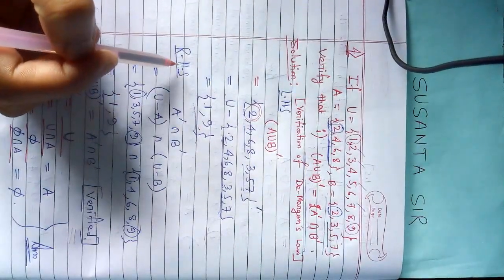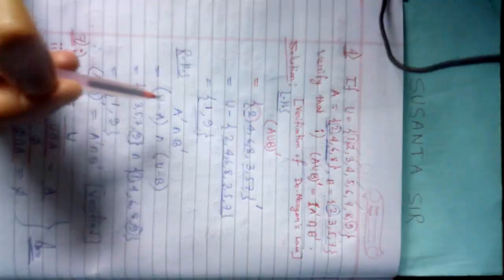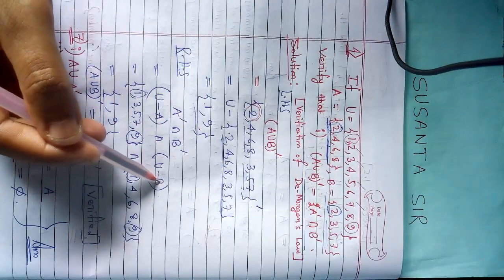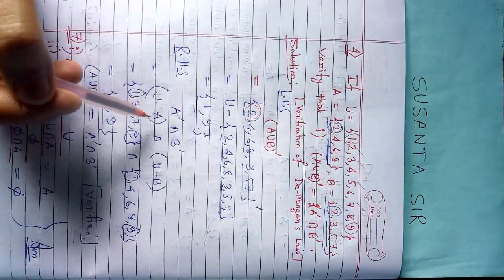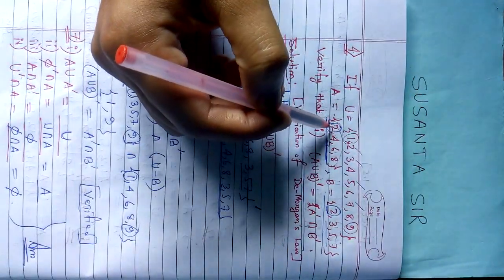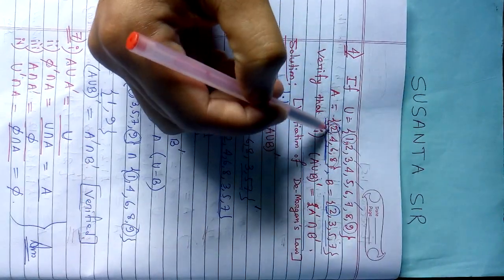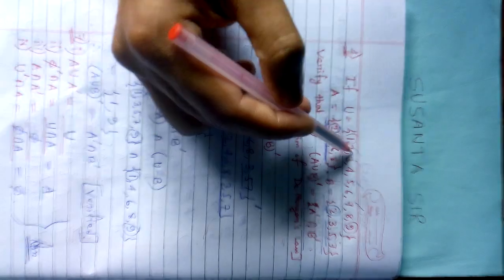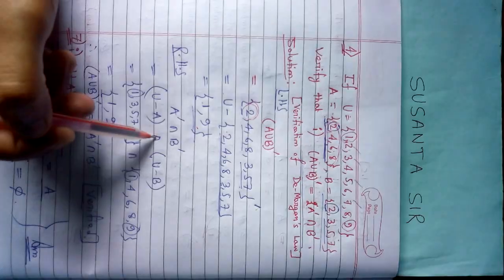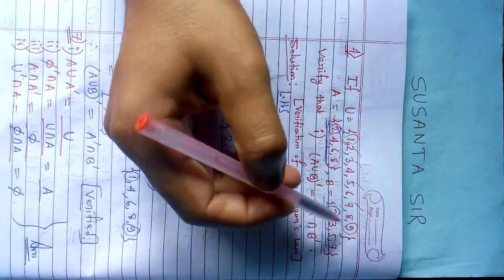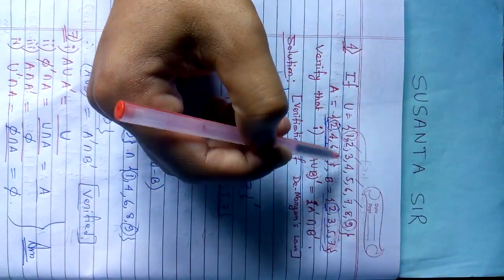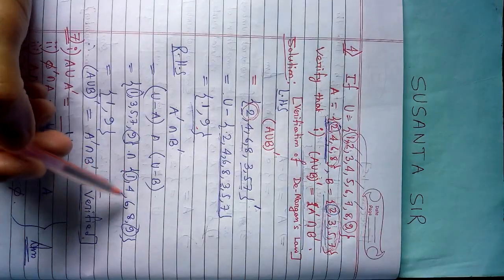Now start from the right hand side. A dash intersection B dash. A dash means U minus A, intersection, B dash means U minus B. Remove the elements of A from U, that means remove 2, 4, 6, 8. The remaining are 1, 3, 5, 7, 9, intersection. Remove the elements of B from U, remove these 4 elements from U. What is the remaining? 1, 4, 6, 8, 9.